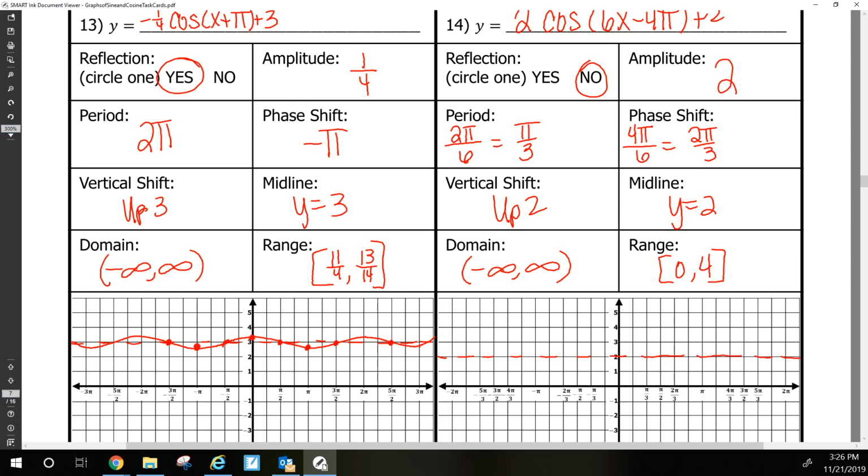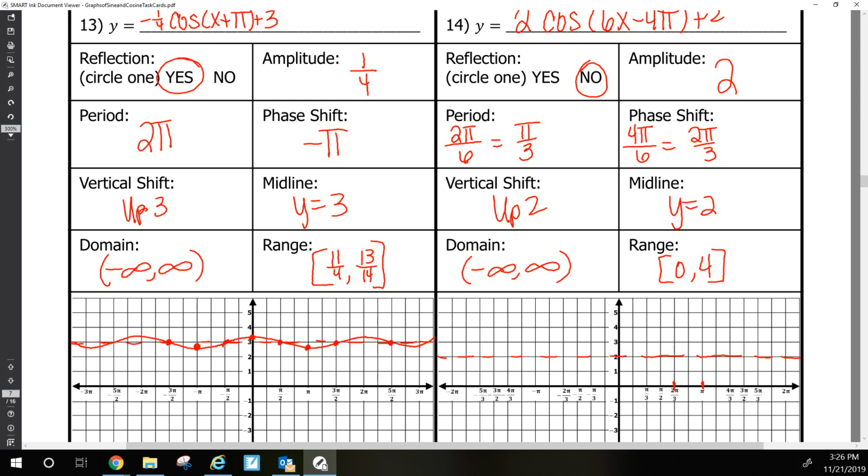Normally we would be going from 0 to 2 pi. This time we're starting our phase at 2 pi over 3, and it only has a period of pi over 3. So 2 pi over 3 plus pi over 3 would be 3 pi over 3, which is pi. So I've got to get the entire cycle done in just that small space.